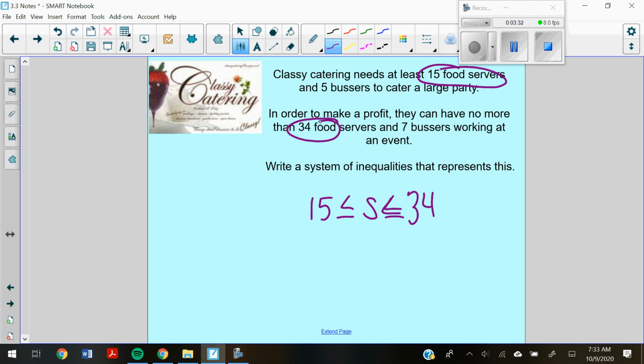Now we're going to talk about bussers. The smallest amount of bussers we can have is 5, and we can have equal to that. And the largest is 7. So just some simple inequalities here for us. And we're not going to worry about graphing those, but that is a system of inequalities.